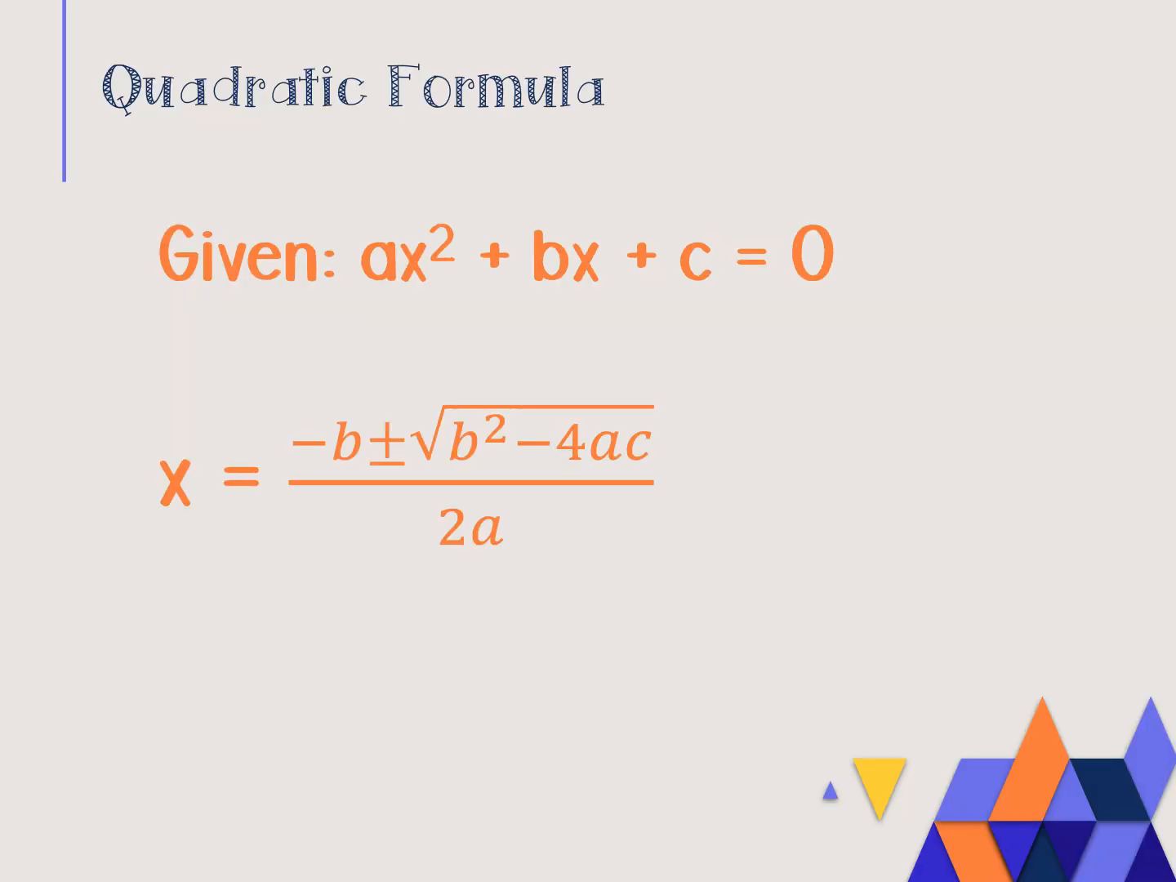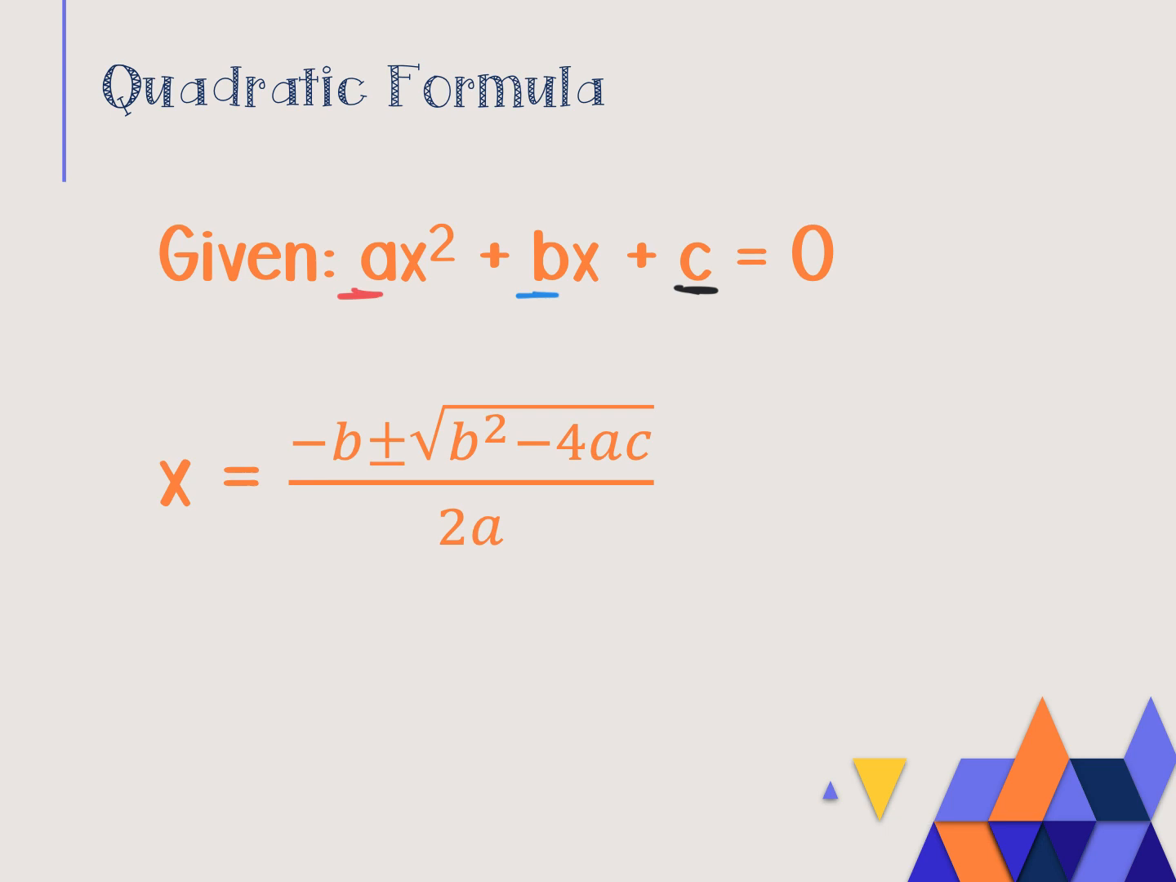Make sure that your equation is in standard form first. And then what we're going to pull out of our equation is our A value, the B value, and the C value. The A is always going to be the number in front of your squared variable. The B will be the number in front of the variable that's not squared. And then the C value will always be the constant.